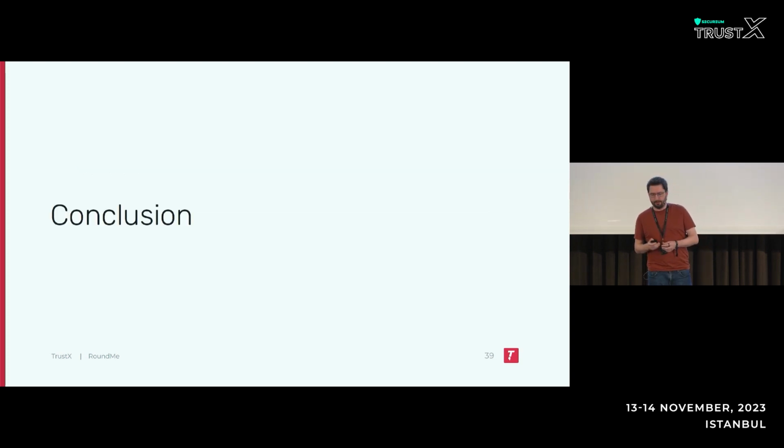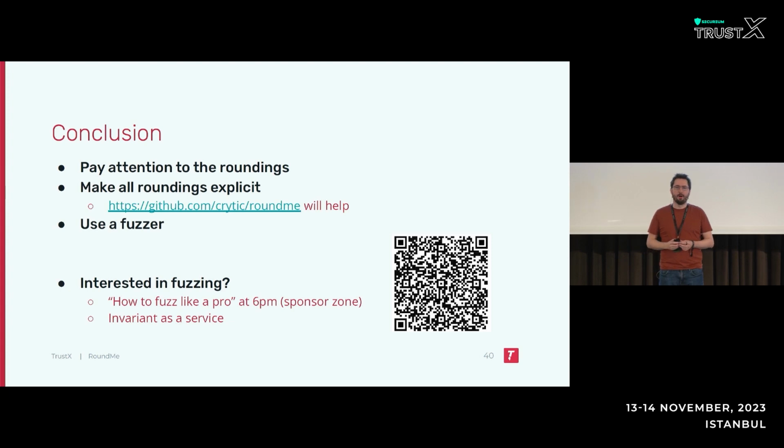Okay, so to conclude, I think it's important to really pay attention to the rounding. As a developer, you should really make all the rounding explicit. Make sure you test them, make sure you document them. Hopefully, RoundMe is going to help you to understand which direction you should take. As a security researcher and as a developer, you should also use a fuzzer to stress test your rounding and make sure you are not losing precision in a way which is not intended.